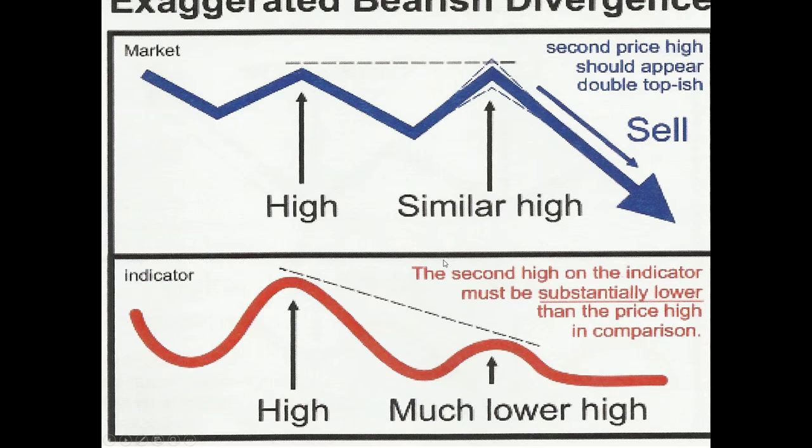This is bearish divergence. You have a double top or something similar to a double top. It doesn't need to be a perfect double top at the price, so something similar, but the oscillator should show a lower high. So a double top or double-topish price and an oscillator or MACD which shows a lower high.